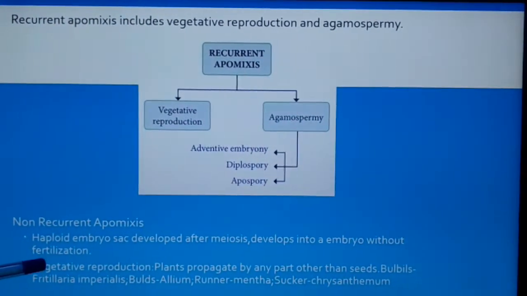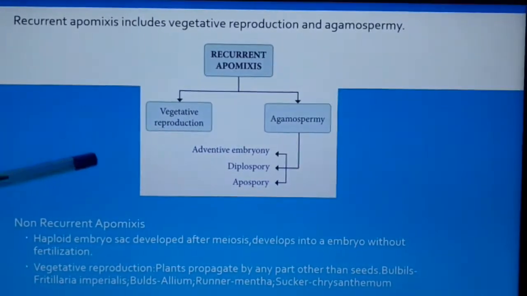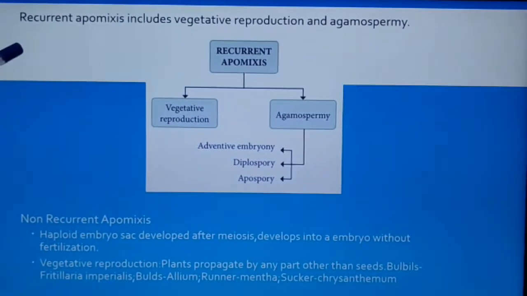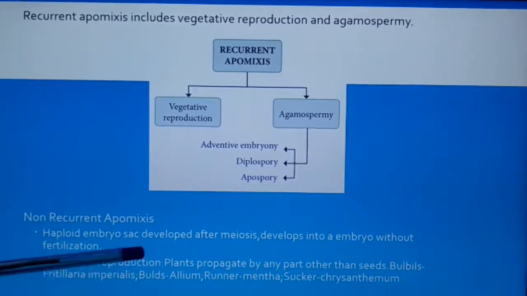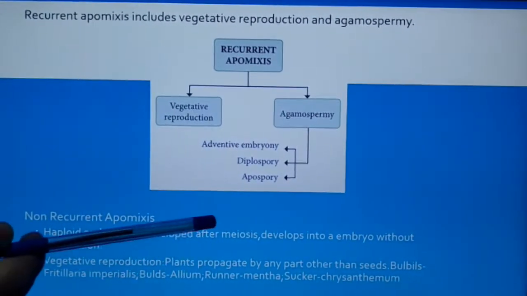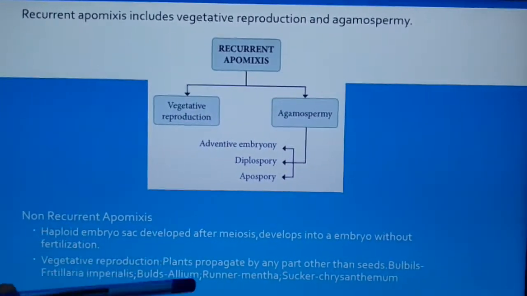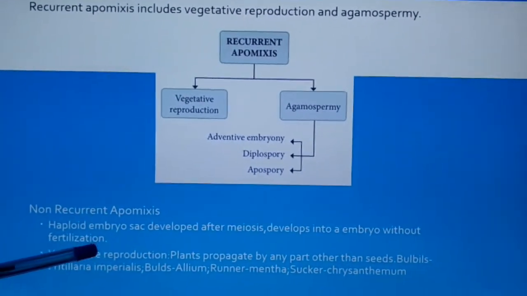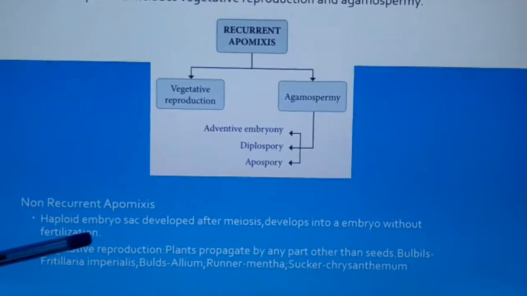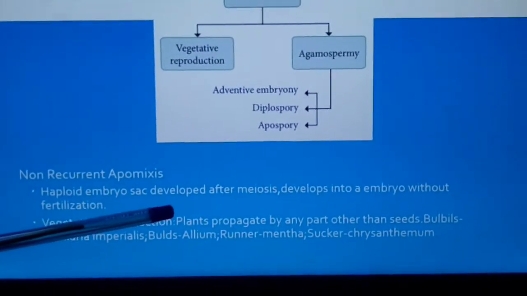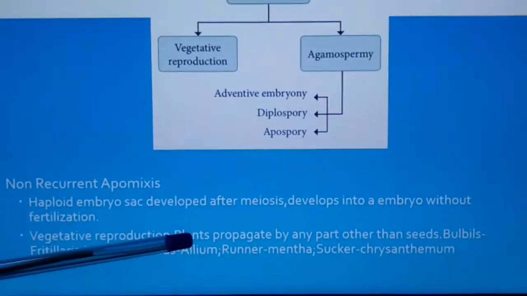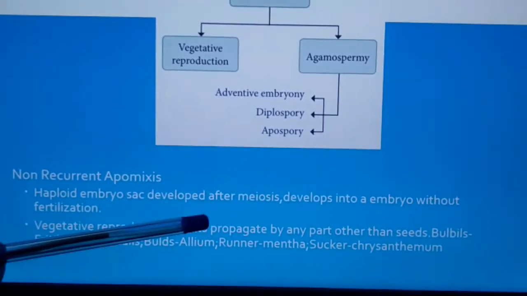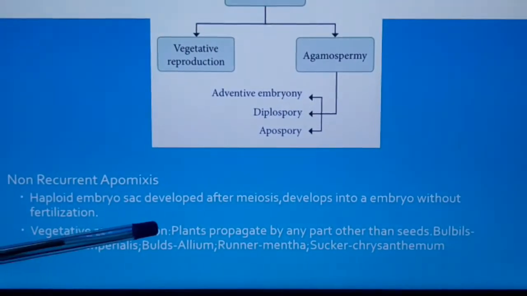Vegetative reproduction is a type of recurrent apomixis. Here the plants propagate by any part other than the seed. What are the vegetative parts of plants? Root, stem and leaves. These vegetative parts used for the formation of a new plant, other than the seed, is called vegetative reproduction.